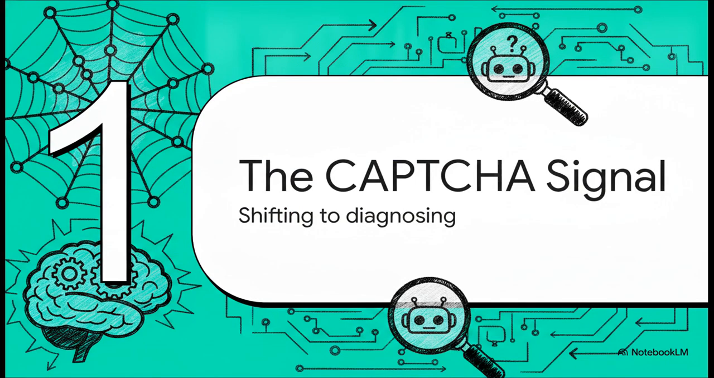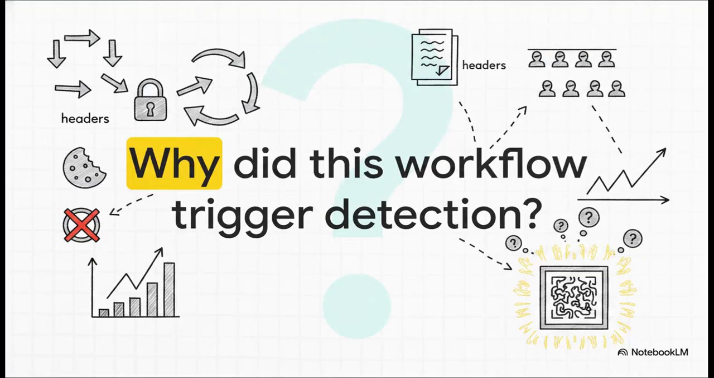Section 1. The CAPTCHA signal, shifting from solving to diagnosing. So, why did this workflow trigger detection in the first place? That's the million-dollar question, right? Like I said earlier, just asking if the proxy was bad totally misses the bigger picture. Maybe your request volume spiked. Maybe your headers were completely inconsistent. Maybe cookies were missing, or your session looked brand new every single time. Or maybe your browser fingerprint was just incredibly weak. It's rarely just one thing. It's a combination of signals crossing a threshold, and we have to figure out why that alarm went off.